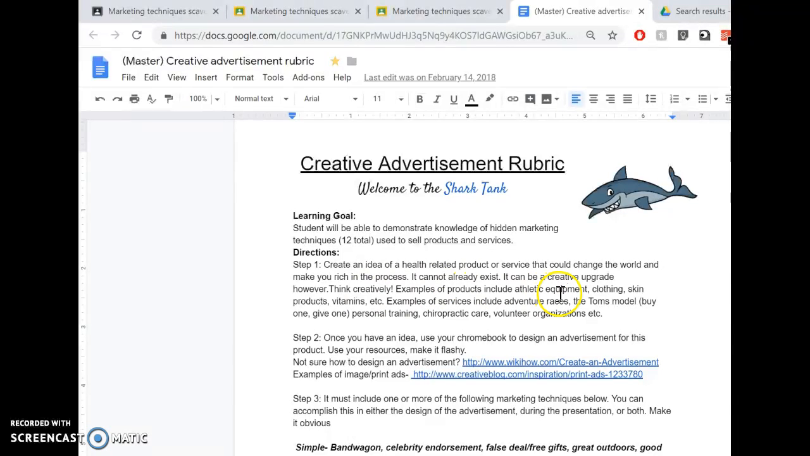So examples are like athletic equipment, clothing, skin products, vitamins, etc. They could be services like apps or adventure races like the Tough Mudder or Warrior Dash. Those are a relatively new thing that people love. They are health related and they made a lot of money. The Tom's model, the Tom's shoe, if you remember, they buy one, give one.